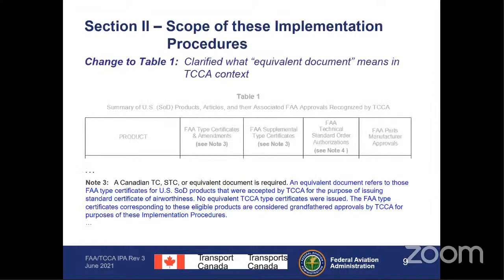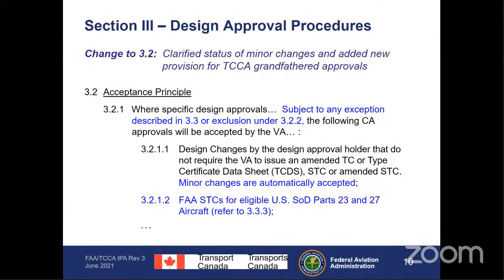So with section 2, we're just highlighting this one change, which is on note 3 on table 1 to clarify what equivalent document means in TCCA's context. This refers to the treatment of TCCA's grandfathered approvals, which we will be explaining in more detail again later on in the presentation. So now if we could move to the next slide, please, and I'll hand it over to my TCCA colleagues to address the changes in section 3.